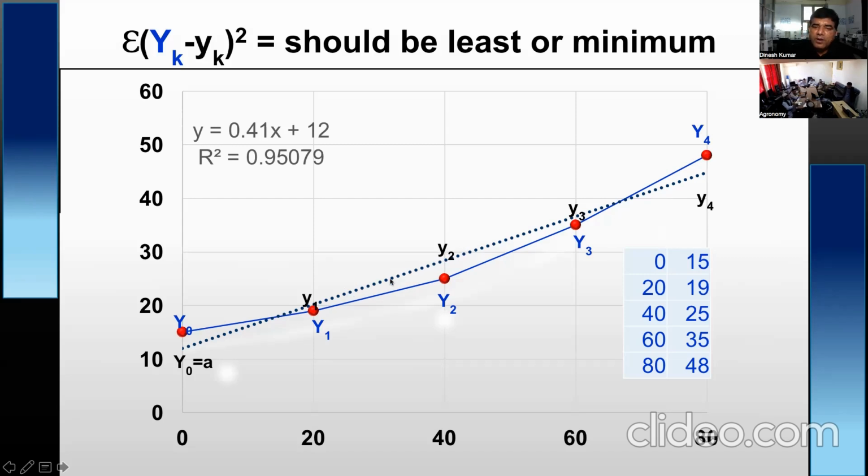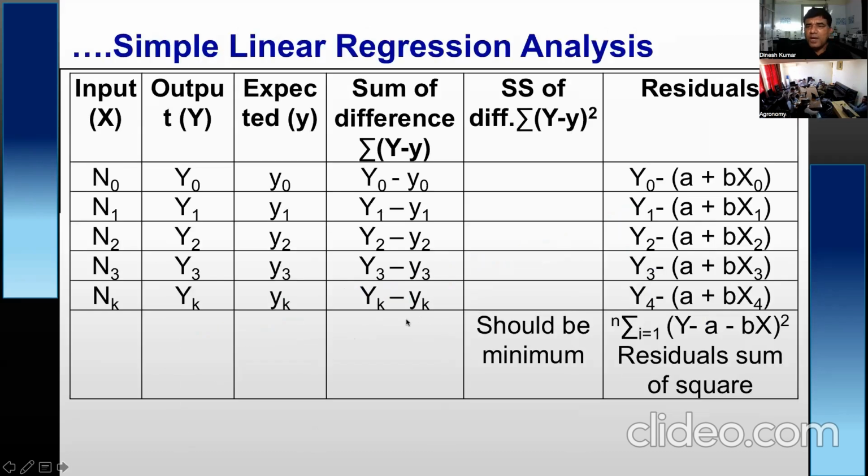Now, how can we find out this predicted line? By knowing the values of B and A. If we can calculate the values of B and A, we can find this predicted line. I'll show you how it can be done. Suppose your fertilizer was nitrogen, say 20, 40, 60, 80. Here it is written N0, N1, N2, N3, or K. There can be any levels. Then the output, the yield, is Y0, Y1, Y2, and so on. Then the expected or estimated values are small y0, small y1, y2, and so on.